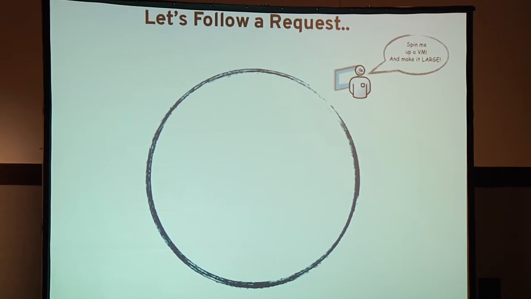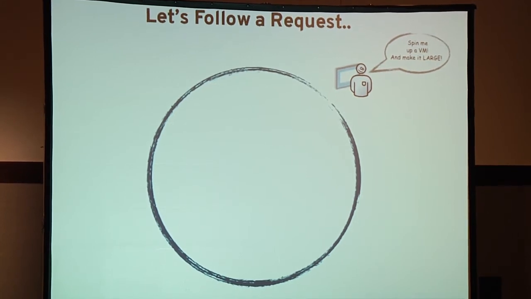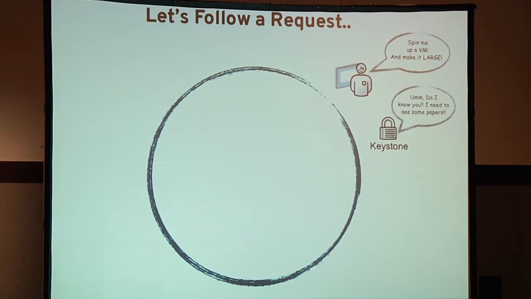Okay. The first thing Keystone does, it says, excuse me, do I know you? Okay, I need to see some papers. So he authenticates against Keystone. He's given a token, the equivalent of a one-day pass at King's Dominion, right? So he can ride all the rides, right? So now he's got his one-day pass, and he can do things. And we're going to continue with the request.